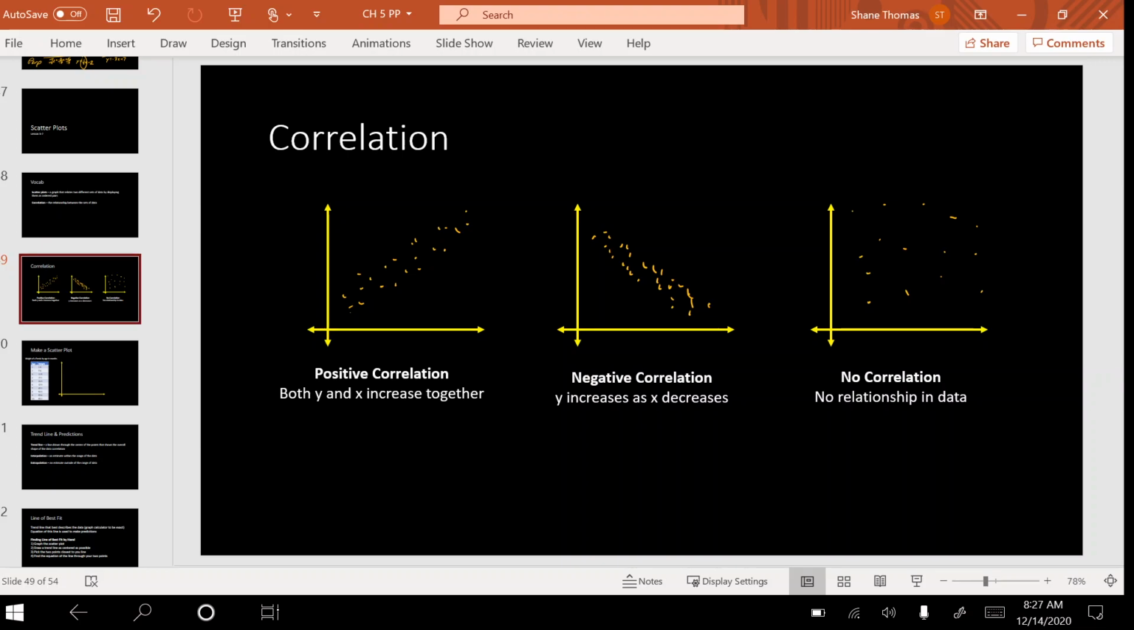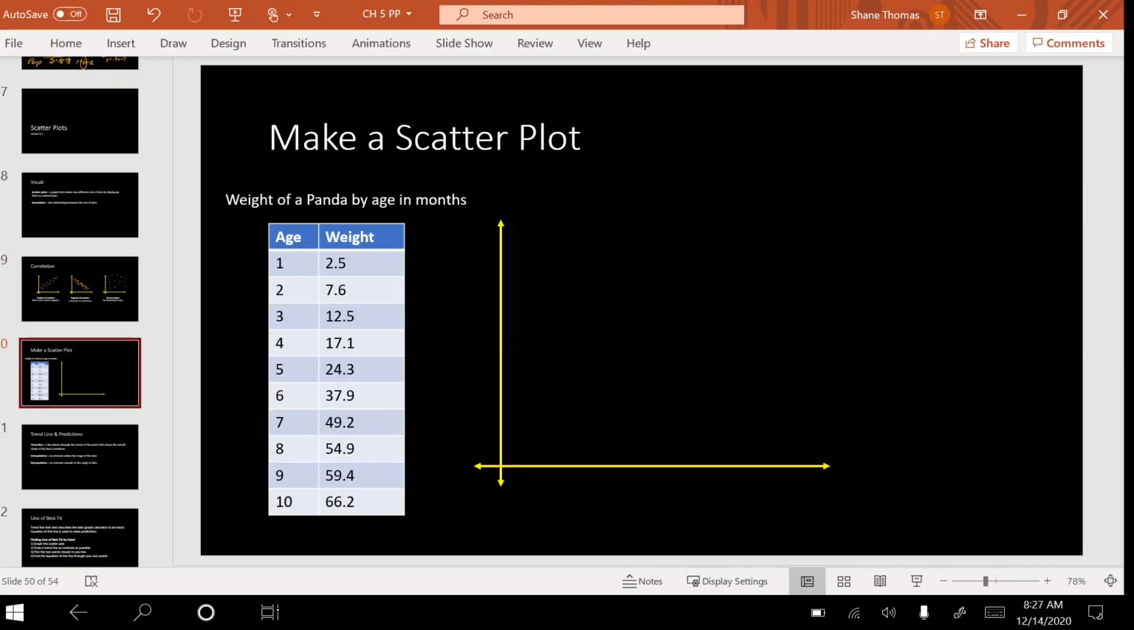All right, so let's make a scatter plot. So I'm going to give you some information here. We're going to graph the weight of a panda by its age in months. Which one's Y? We're going to graph the weight of a panda by age.